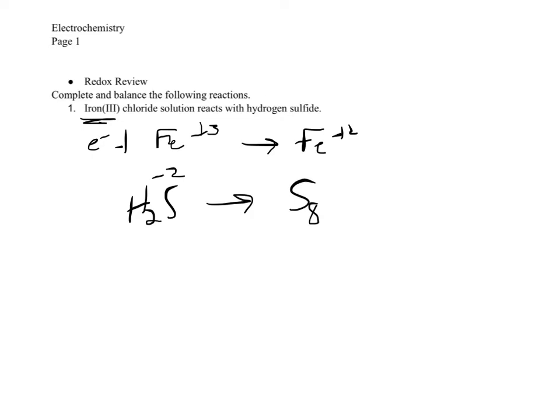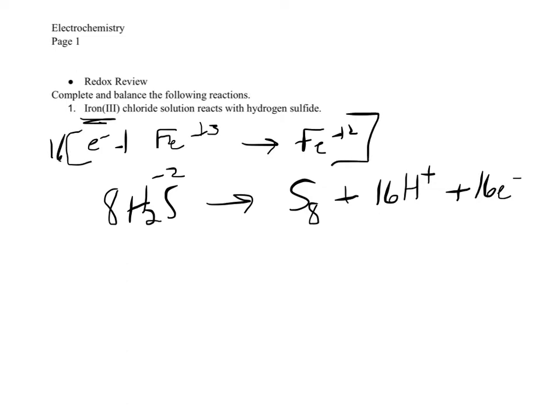So I'm really giving you the two half reactions for this. You're going to have 8 H2S to balance that. We're going to have 16 hydrogen ions. Remember, hydrogen sulfide is an acid, so that's where your source of hydrogen ions is. And 16 electrons to balance that charge. So in order to balance this, you're going to have 16 times this.